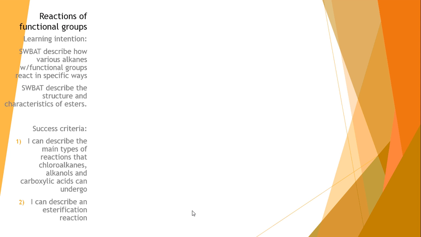So the success criteria: if you can describe the main types of reactions that these organic molecules can undergo, I'll be really happy. In particular, looking at chloroalkanes, alkanols, and carboxylic acids. And if you can describe how an esterification reaction works, which you may not be able to do yet, that's also showing that you're on a good path in terms of the study design for VCE Chemistry.